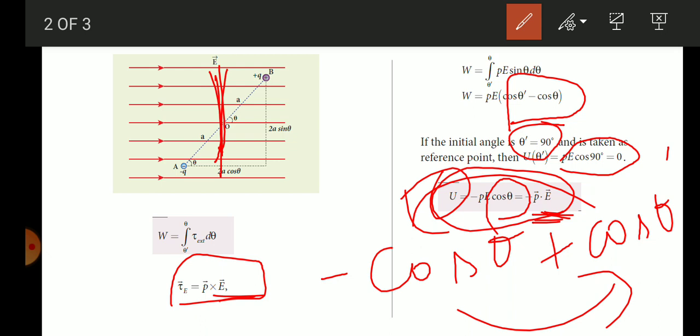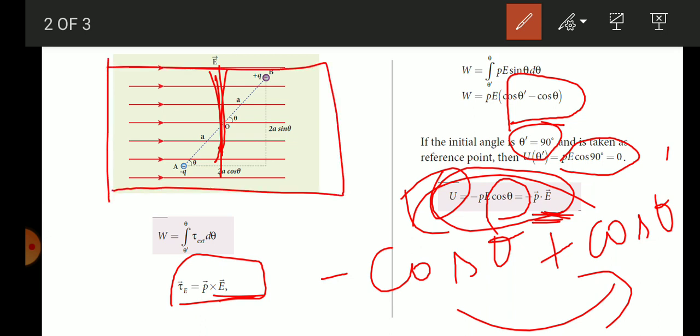Do you understand what this potential energy is, stored in a dipole placed in a uniform electric field? We consider a uniform electric field in which we placed a dipole, and there will be a turning effect. Due to the turning effect, work is done. That work formula is given as the integral of tau d theta, where tau is the torque, that is the turning force on a dipole. Then the torque formula will be given as this. Then integrating that, we will get this answer.